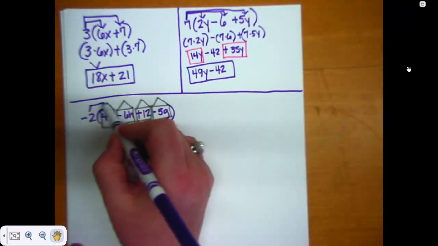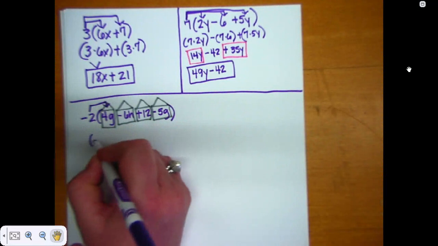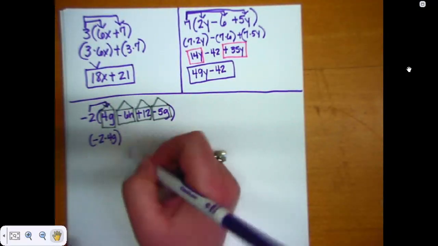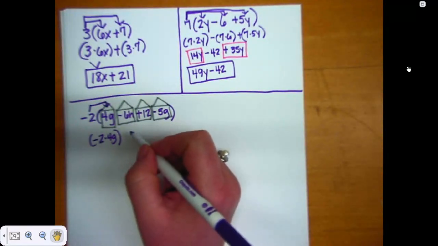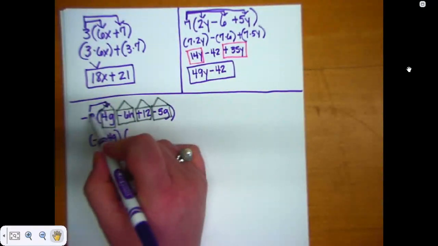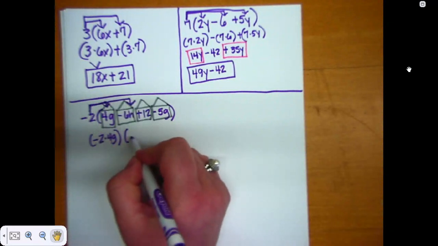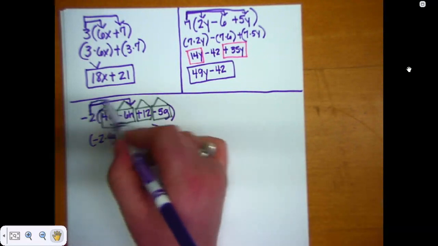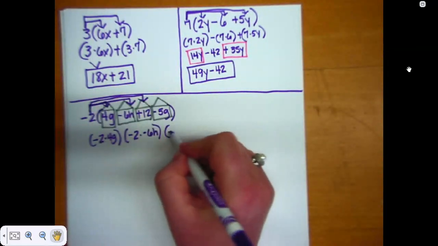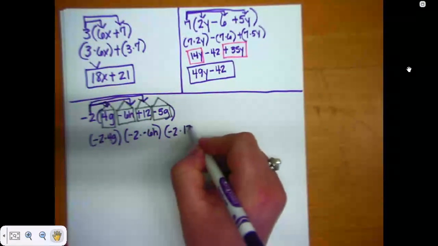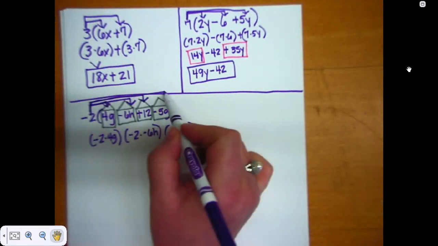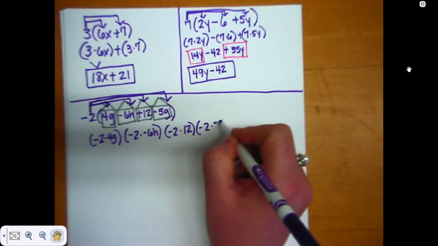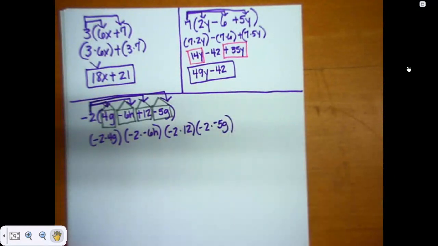So negative 2 times positive 4g, negative 2 times 4g. I'm not going to bring down that sign because it's going to go inside my parentheses. Negative 2 times negative 6h. Negative 2 times positive 12. And negative 2 times negative 5g. Okay, so why did I do this?